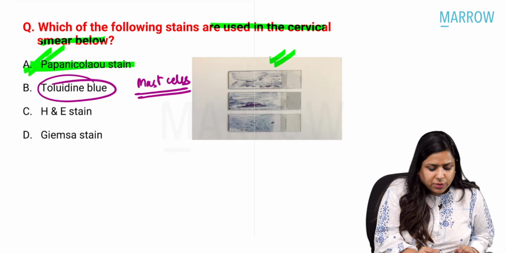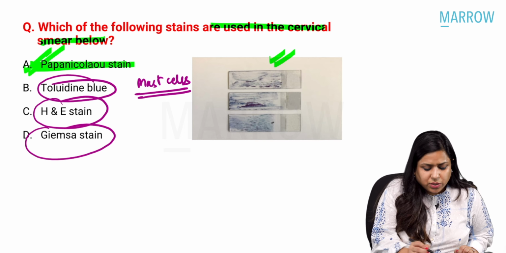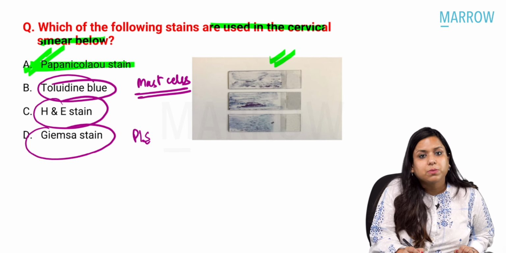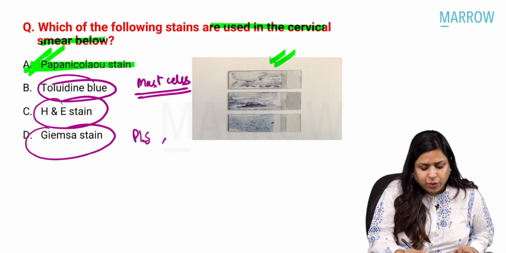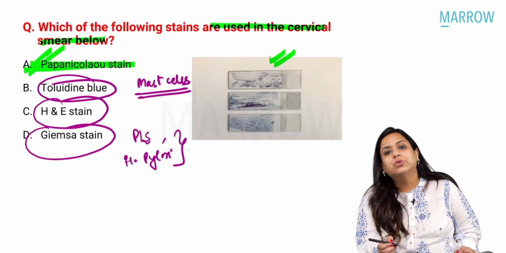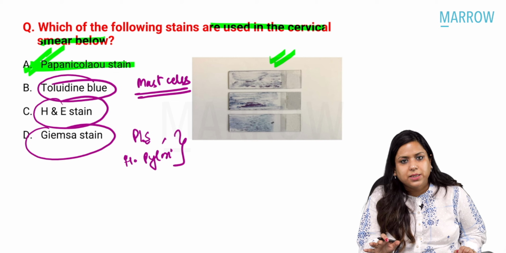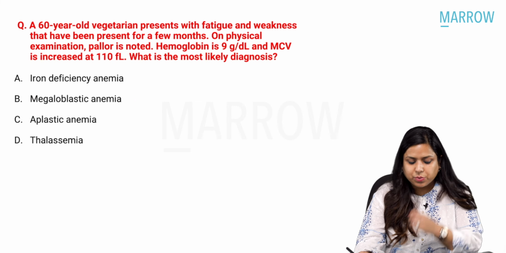H&E is the most common stain which is used in histopathology, right? And Giemsa, students, is one of the stains which is used in peripheral smear. It can be used to stain H. pylori bacilli also, right? It is used in peripheral smear or to stain the Helicobacter pylori bacilli. Done? Easy? Okay. Let's move to the next question.